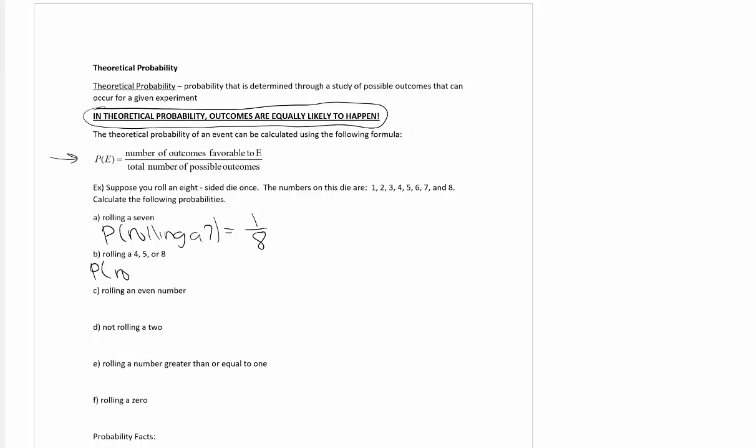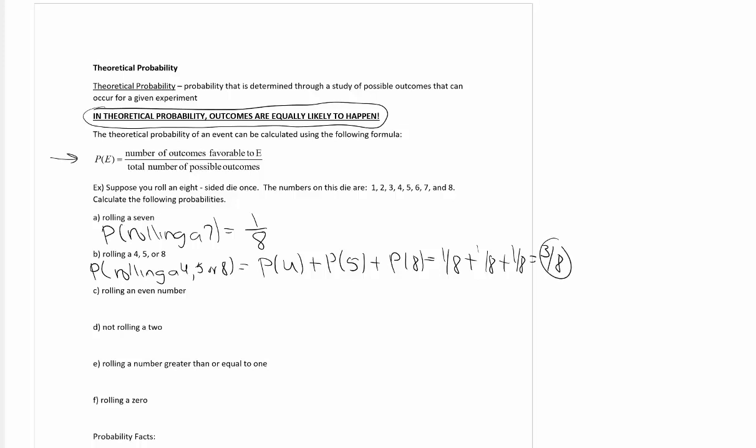So we can write, it's an OR, so I'm going to write it as the probability of rolling a 4 plus the probability of rolling a 5 plus the probability of rolling an 8, which is 1/8 plus 1/8 plus 1/8. That's 3/8. Now, you could probably do that in your head, but again, when I see the word OR, I'm going to add. Okay, what's the probability of rolling an even number?